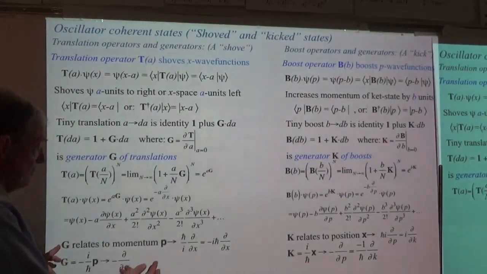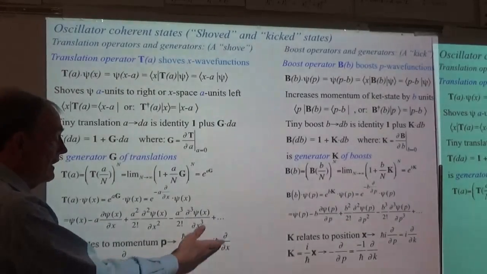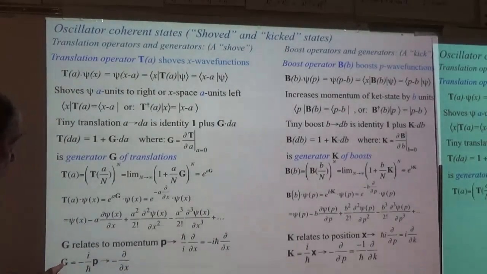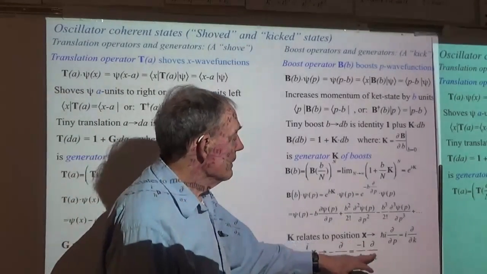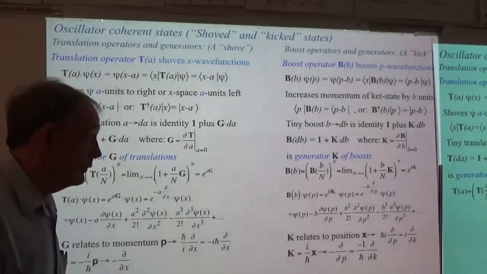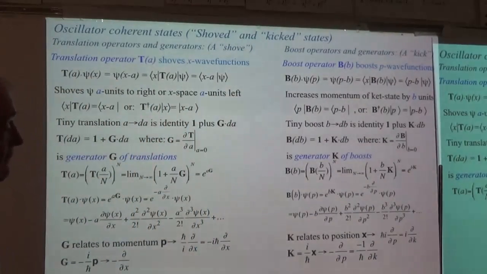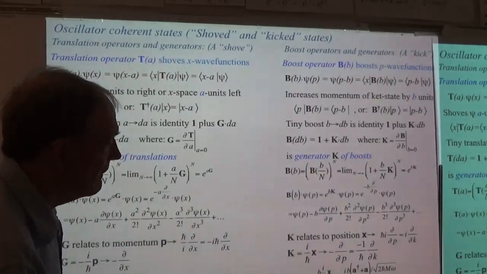So the g has a relationship with this. It's minus i h partial with respect to x, so g is minus i over h bar times momentum. That is minus the partial with respect to x. And this one is minus the partial with respect to momentum. Or if you want to let momentum be h bar k, it's a derivative with respect to the wave vector of the Fourier components. Okay? So, let's keep this thing going here.